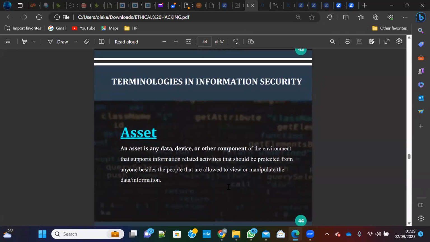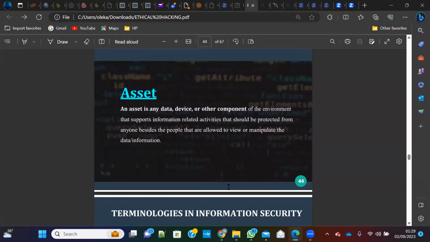So, assets. It means the same thing as the English definition of asset. An asset is something that is valuable. Here I say an asset is any data, any device, or other component of the environment that supports information-related activities and should be protected from anyone besides the people that are allowed to view or manipulate the data or information. That is called an asset, something that needs to be protected at all costs.